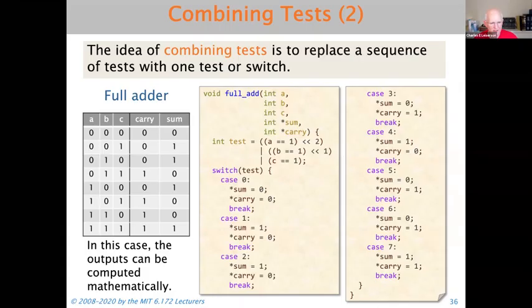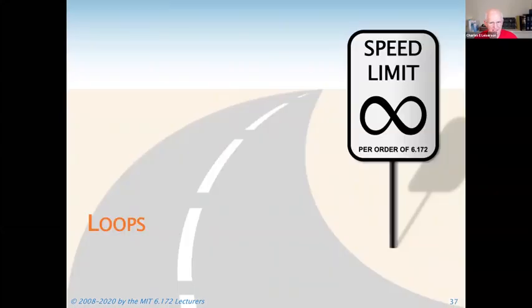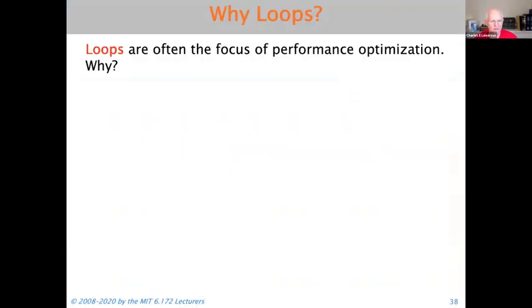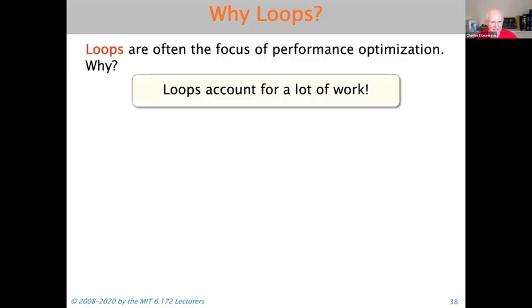Okay, let's move on to our next collection of operations, next collection of rules. And this is loops. So first, let me take a second and say why we do loops. They're often the focus of performance optimization, and the reason is pretty straightforward. Loops account for a lot of work.